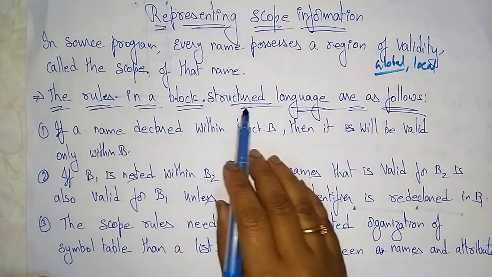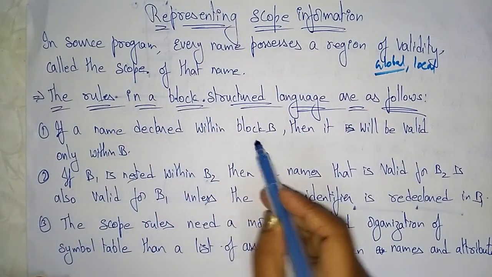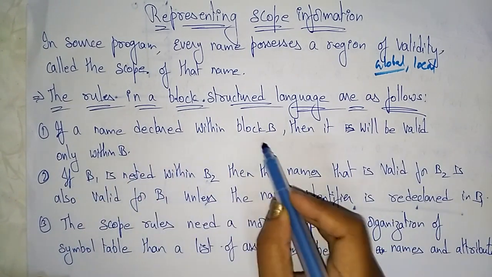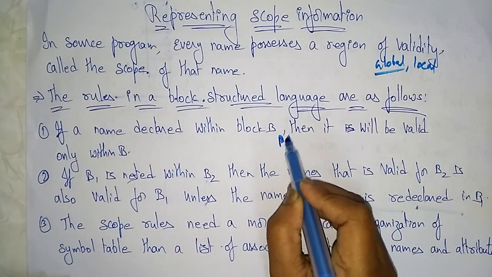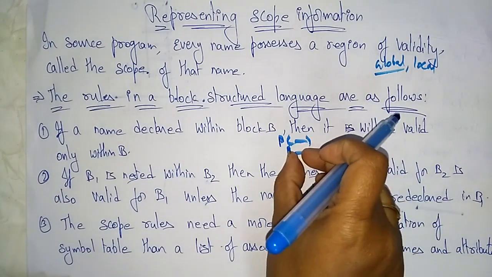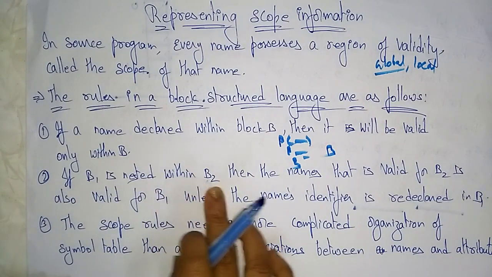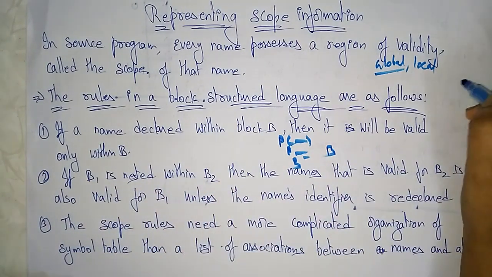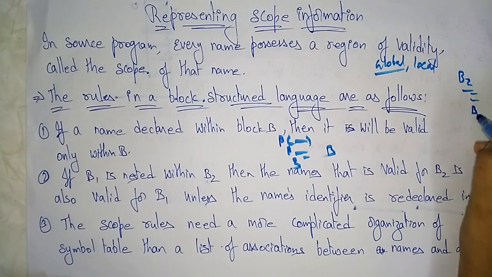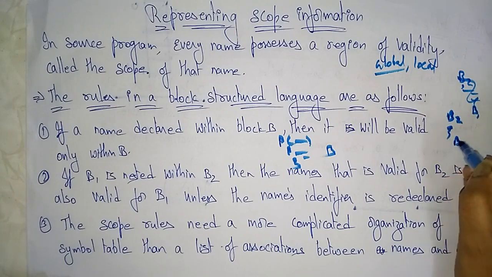The rule in a block structure language is, if a name is declared within a block B, then it will be valid only within B. So whatever I said, the variables declared within this block can be accessed only here in the block B. If B1 is nested within B2, so this is B2 and inside you are having B1.